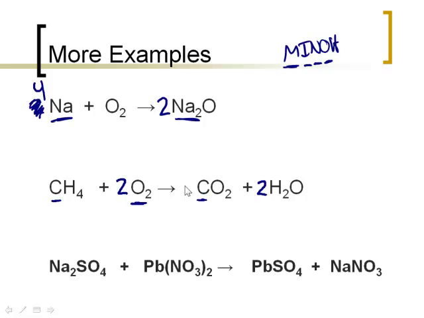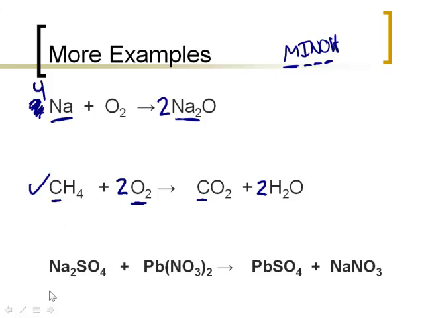Now let's check hydrogen. On this side of the equation, I have 4 hydrogen atoms. On this side of the equation, I have 4 hydrogen atoms. Hydrogen is balanced. Oxygen is balanced. Carbon is balanced. We're all good. Okay? This baby is done.